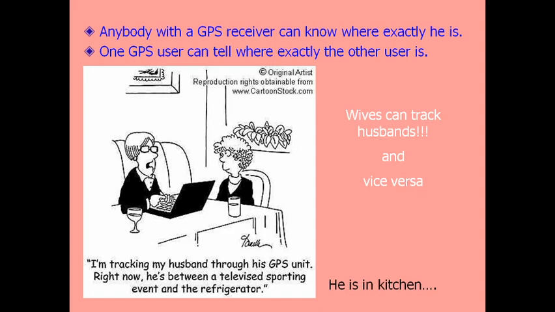Also, it can be used in a community scenario. If a group of users are there with GPS receivers in their hands, a particular user will be able to know where the other user is. So one GPS user can tell where exactly the other user is. It can be used as a tracking system. So anybody can track any other people.